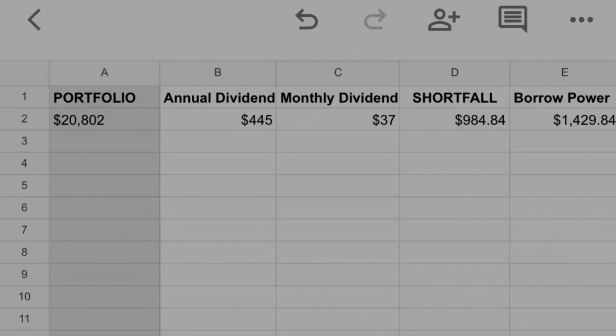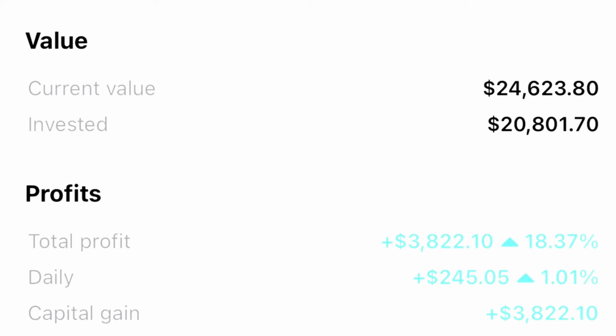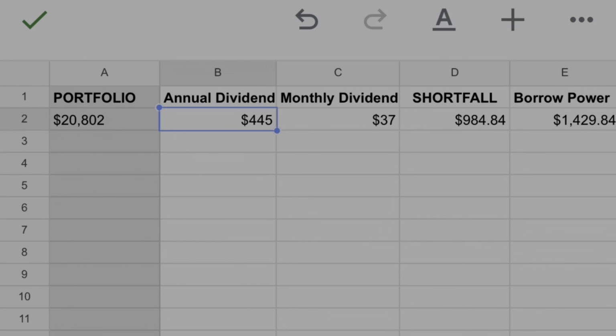So going back to the topic of this video, how do I turn Robinhood Margin into daily cash flow? As you can see, my portfolio value, not like the total return, like what money I have invested, is over 20,000, almost 21,000. My annual dividend is about $445. That equals to $37 per month.